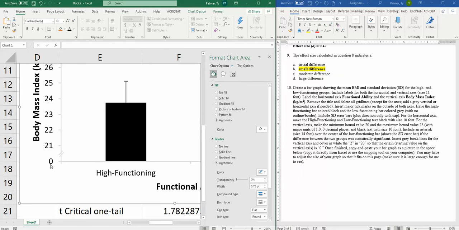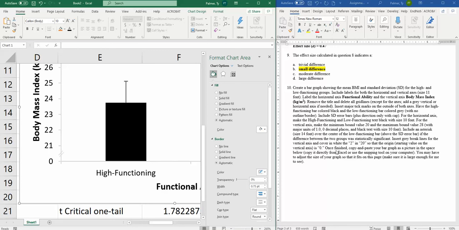So now it looks like the starting point is where we want it, at 0. And then we have the break lines to indicate a jump in the data from 0 to 21, and then 22, 23, and so on as it shows in the graph. Okay, that looks good.